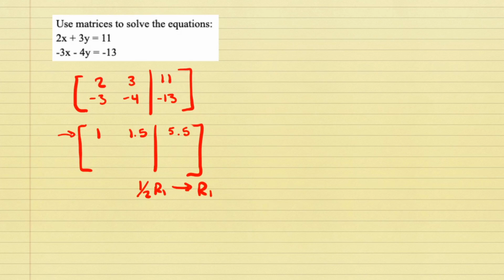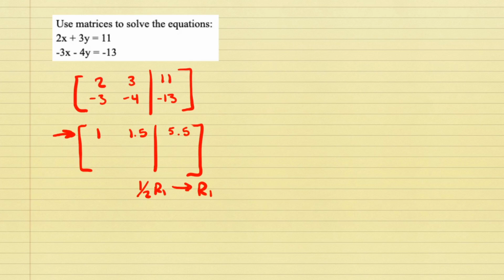Now that this is my new first row, I'm going to replace the second row. And how am I going to do that? Hopefully you're paying attention here. I'm going to do a little bit of math, and I'm using this new row we just created. So don't go back to the original 2, 3, 11. Here's what I'm going to do, and this is where it gets a little tricky.